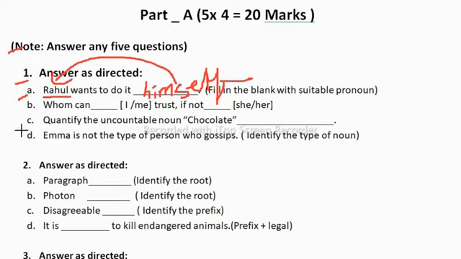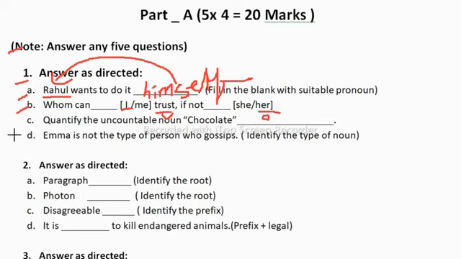B. Whom can dash, I or me? Which can we write here? Whom can I? Because the subject we have to use first. Whom can I trust, which is the object. After verbs, objects will follow. That's why we are taking the object, that is her. Whom can I trust if not her? This her is an object and she is a subject. We cannot take the subject, we have to take the object. Now let's move to the next one.